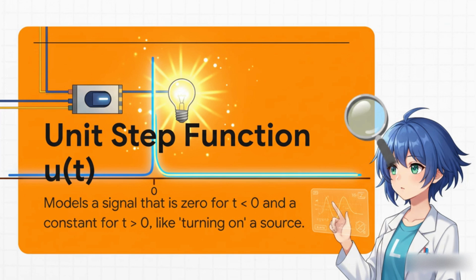Just imagine this, a signal that's totally off, 0, for all of time. Then, at the exact moment we decide it's time 0, it instantly flips on to a value of 1 and just stays there forever. It is the perfect mathematical model for flicking a switch.